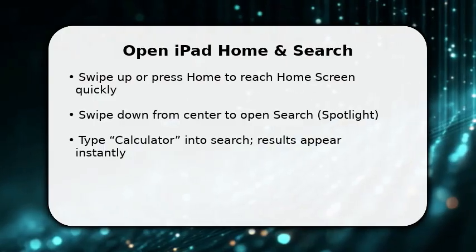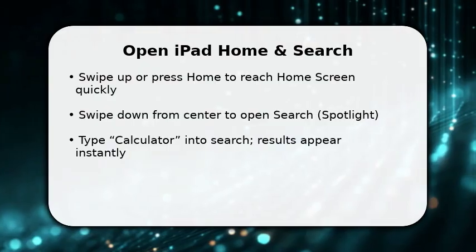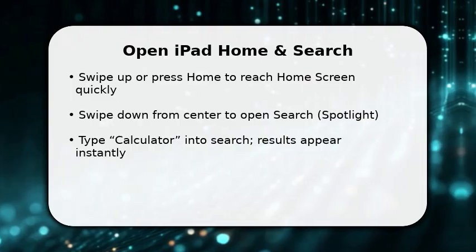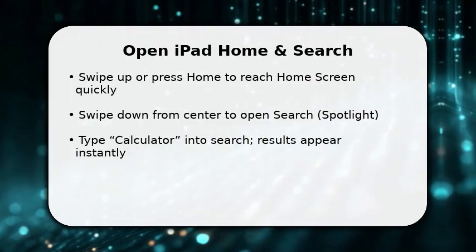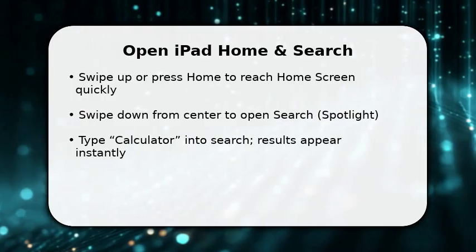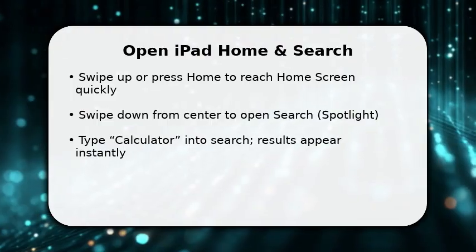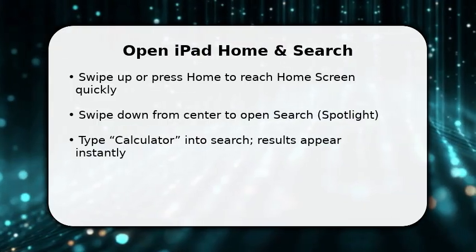You'll start on your home screen. Make sure your iPad is unlocked. Swipe down from the middle of the screen to open Spotlight Search and tap the search field. Now type Calculator. You want the app name to appear in results. Once it shows, tap the calculator icon to open it or press and hold the icon to reveal options.